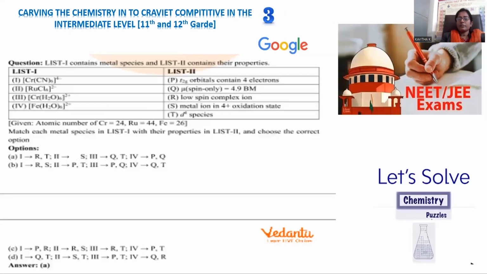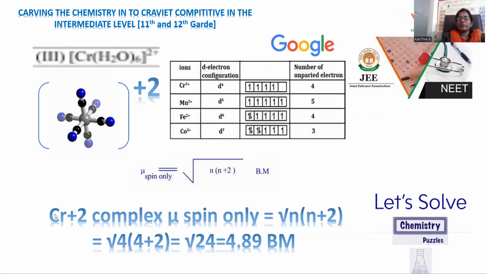And that is mentioned over here. PQ are the correct answer. The t2g orbital contains 4 electrons for FeH2O taken 6 plus 2, and the mu value will be 4.9 Bohr magnetons. So this is the way for question number 3. Option number A will be the correct answer. Move on to question number 4.